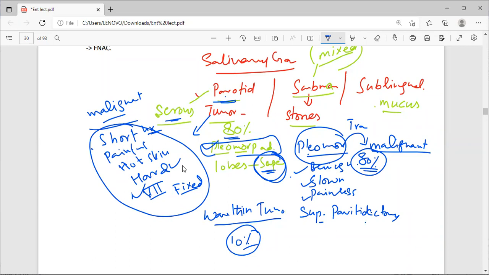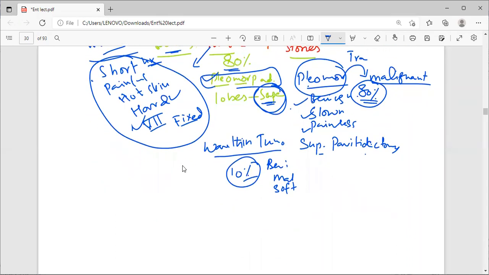Okay, they are benign. Okay, they are present in males, and they can be softer. They are soft. Okay, and they are mobile. They are mobile, and they are fluctuant. Okay, fluctuant. So they are more mobile. They are more soft. They are more fluctuant, but they are very few, 10%. These are called Warthin tumors.